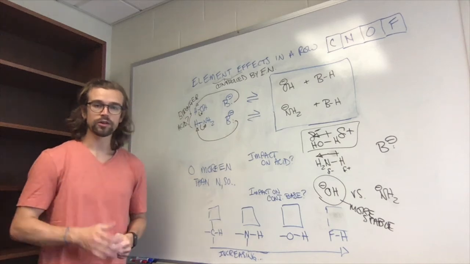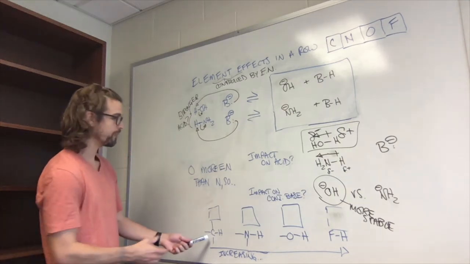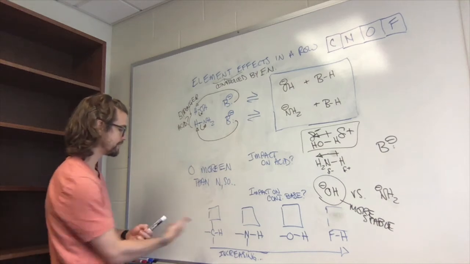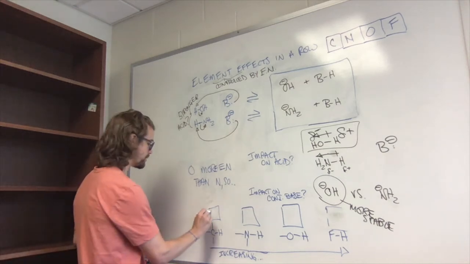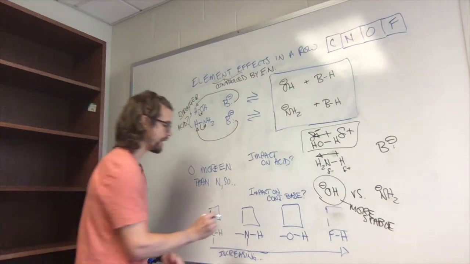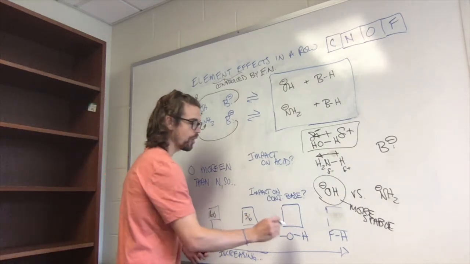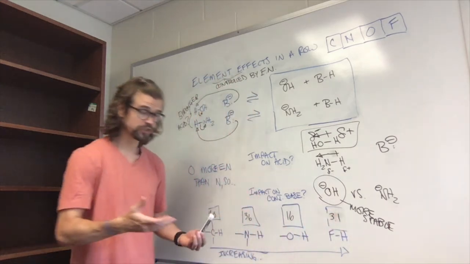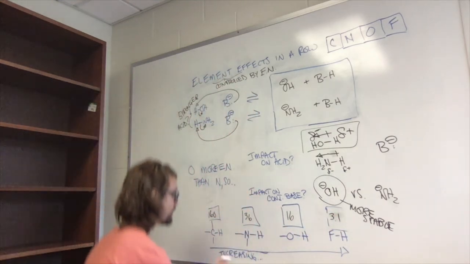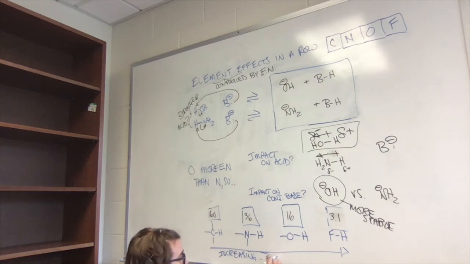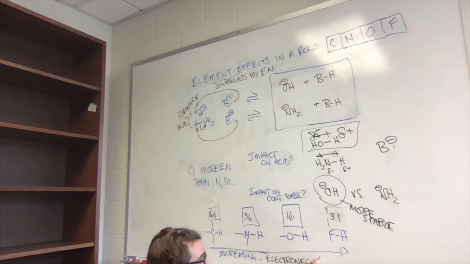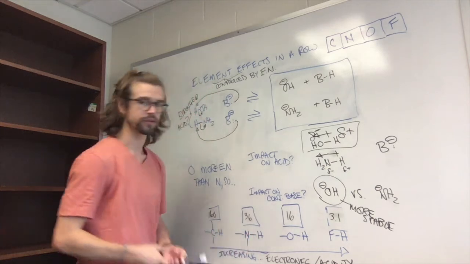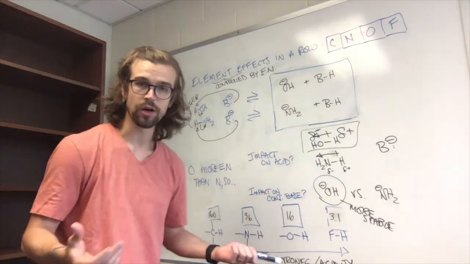How does that come out when we look at the actual numbers? Well, if we look at this row of acids, a carbon-hydrogen bond has a pKa around 60, NH has a pKa around 36, OH is around 16, FH is 3.1. So as we see that we have increasing electronegativity, we also have increasing acidity this way. Remember, lower pKa values, stronger acids. So that's how it works within a row.